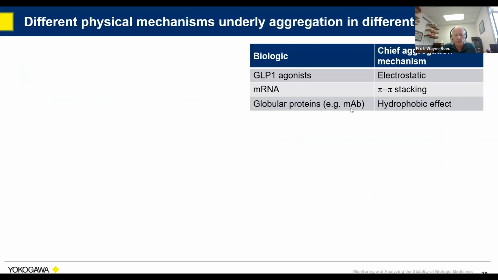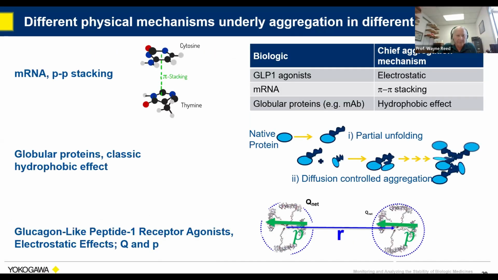So to put this together into a little chart, we're seeing that the aggregation mechanism for GLP is electrostatic. We think we have enough data to show that pretty convincingly. The mRNA was the pi-pi quantum mechanical stacking, and the globular proteins is the classical effect. Let's see if we get this mouse to work. Nope. All right, so it all comes out at once.